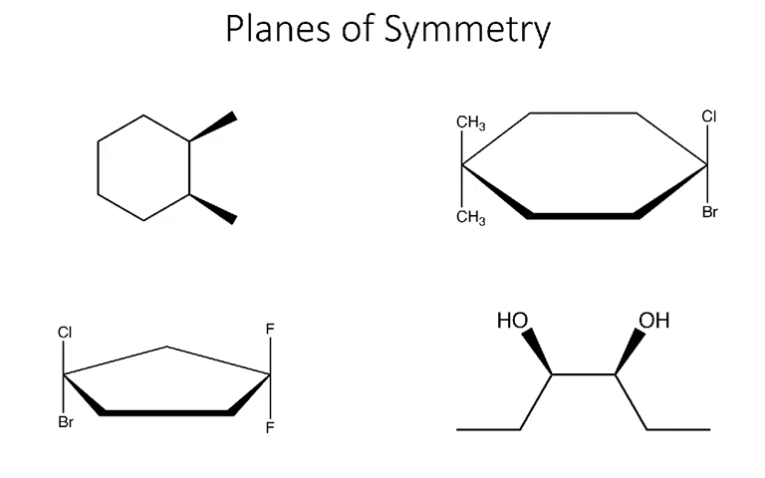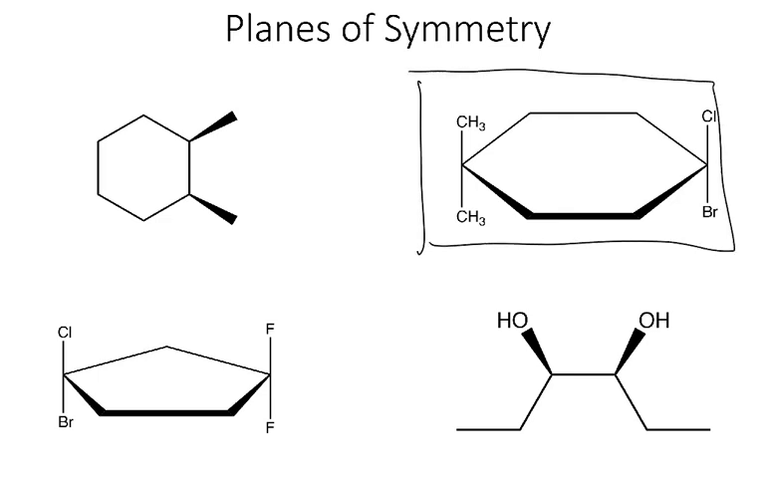But I can put a plane of symmetry essentially like this, where that plane cuts through the center of these atoms and these atoms. I bisect the chlorine and the bromine. Then the back side is going to be identical to the front side, and so that would have a plane of symmetry.